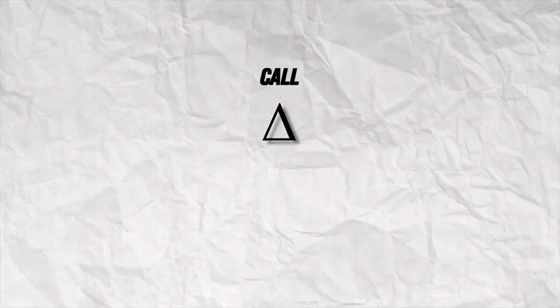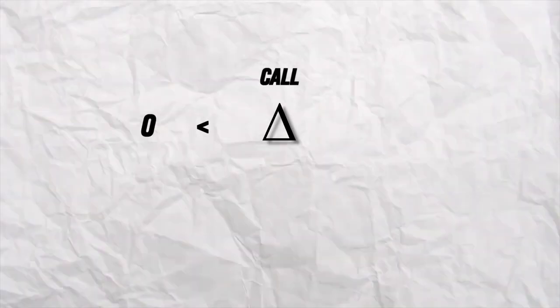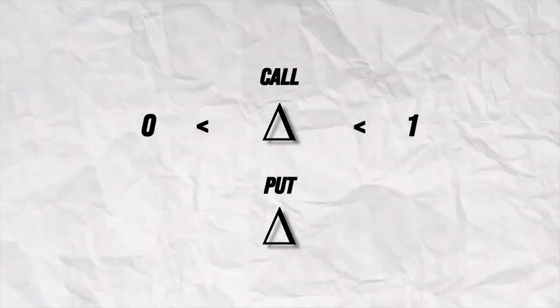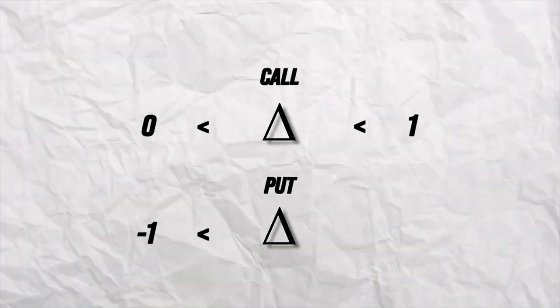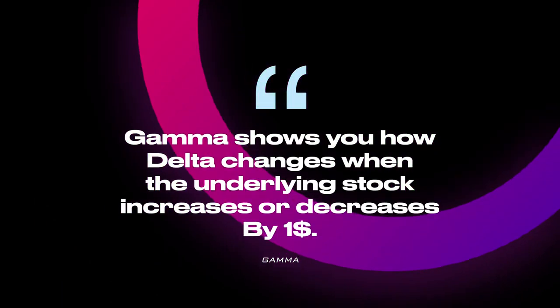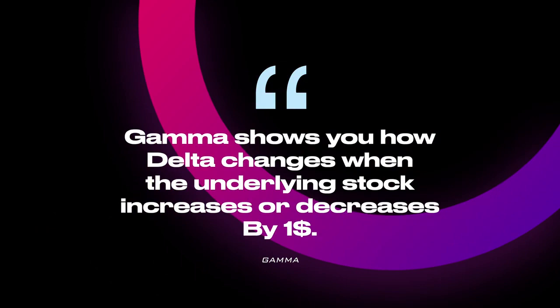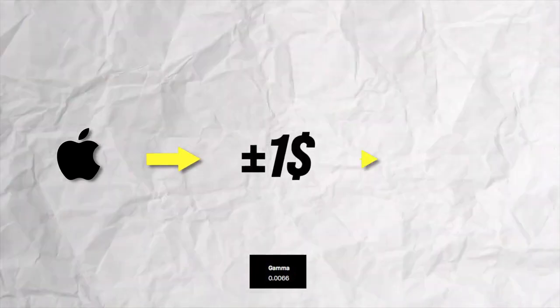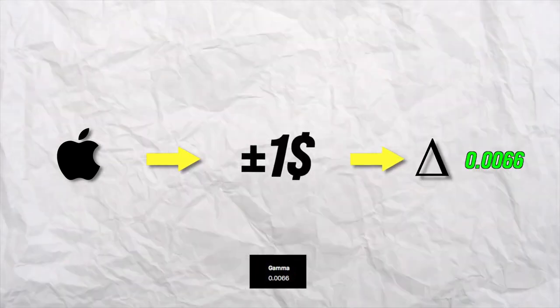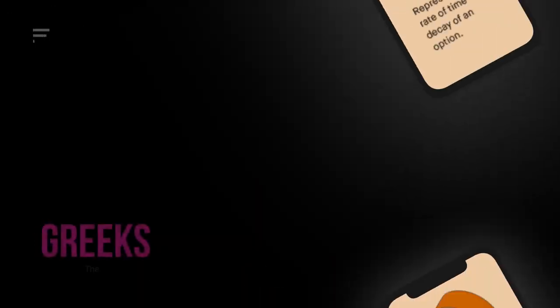For call options, a delta has to be between 0 and 1. And for puts, a delta has to be between -1 and 0. Okay, moving on to Gamma. So Gamma shows you how delta changes when the underlying stock increases or decreases by $1. So if Apple's stock price increases or decreases by $1, my delta will change by 0.0066.